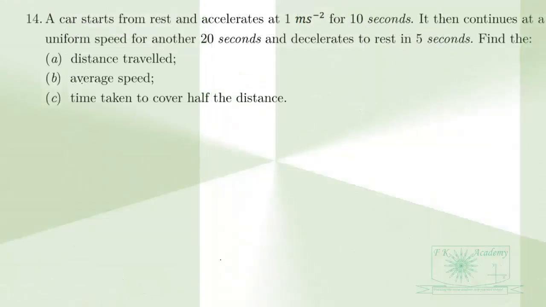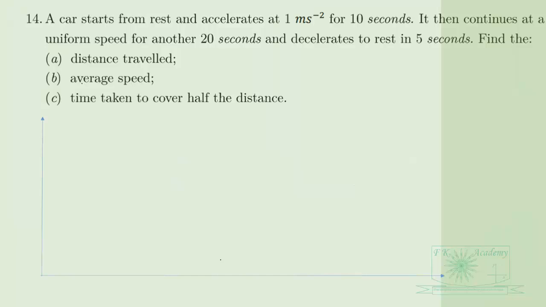A car starts from rest and accelerates at 1 meter per second squared for 10 seconds. It then continues at a uniform speed for another 20 seconds and decelerates to rest in 5 seconds. Find the total distance traveled. The distance traveled is the area under the velocity time graph.